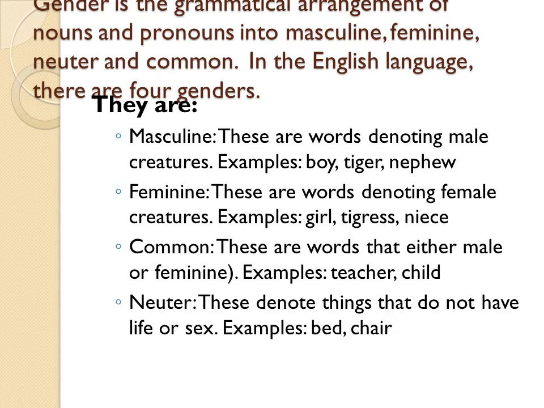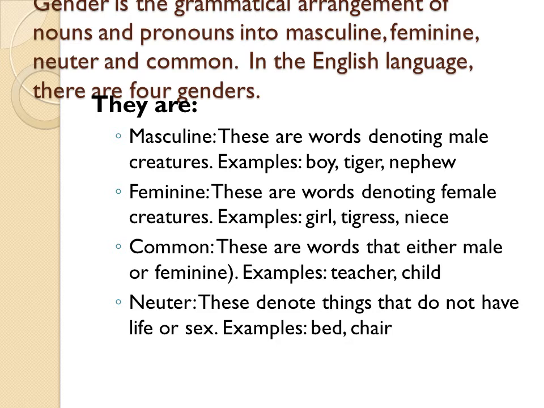Then the feminine genders are words denoting female creatures. So the words that show that she is a female, it's what is called the feminine gender. Examples, we have girl, tigress, niece, woman, princess, and a whole lot of others.